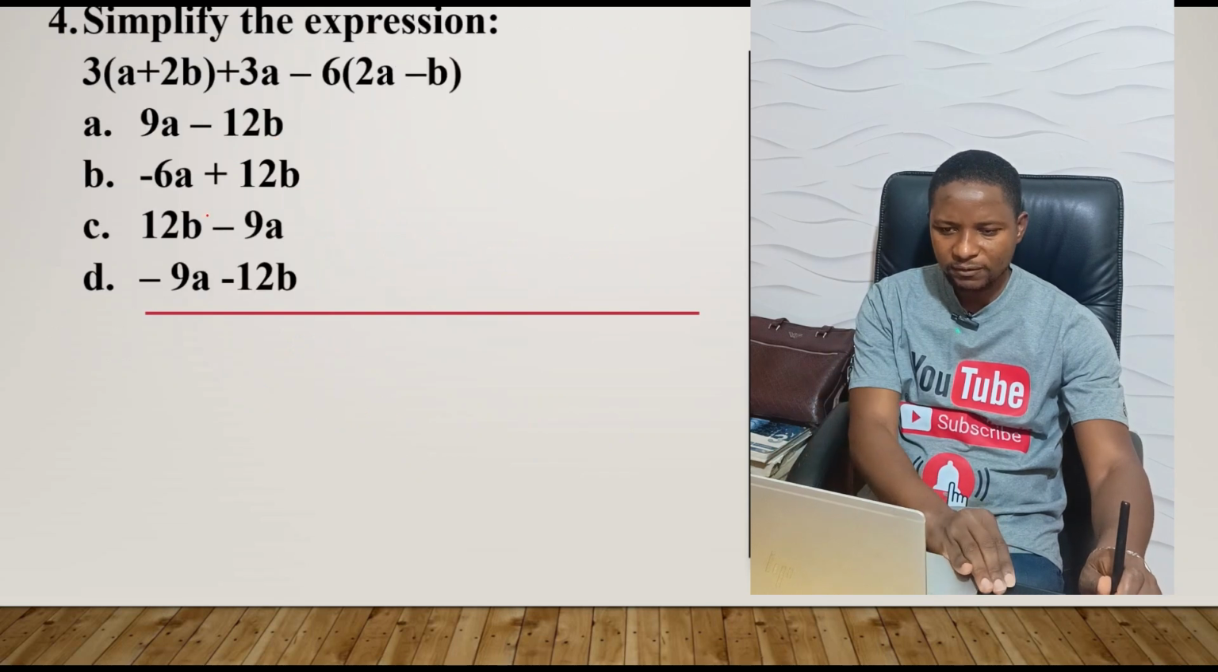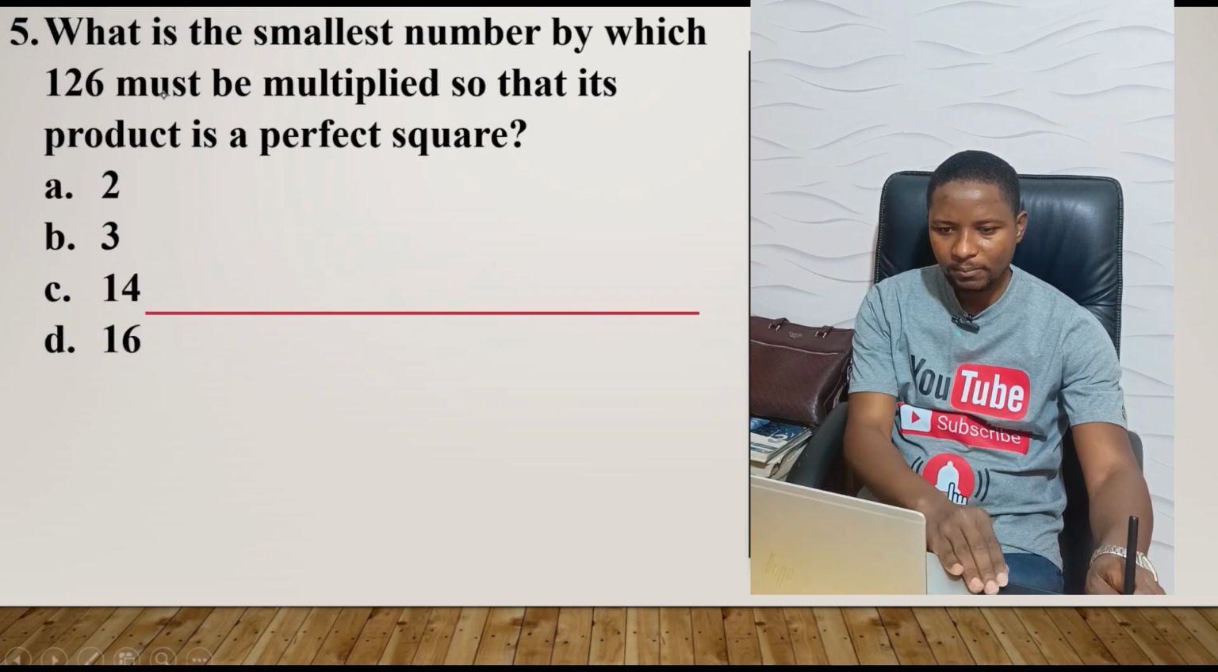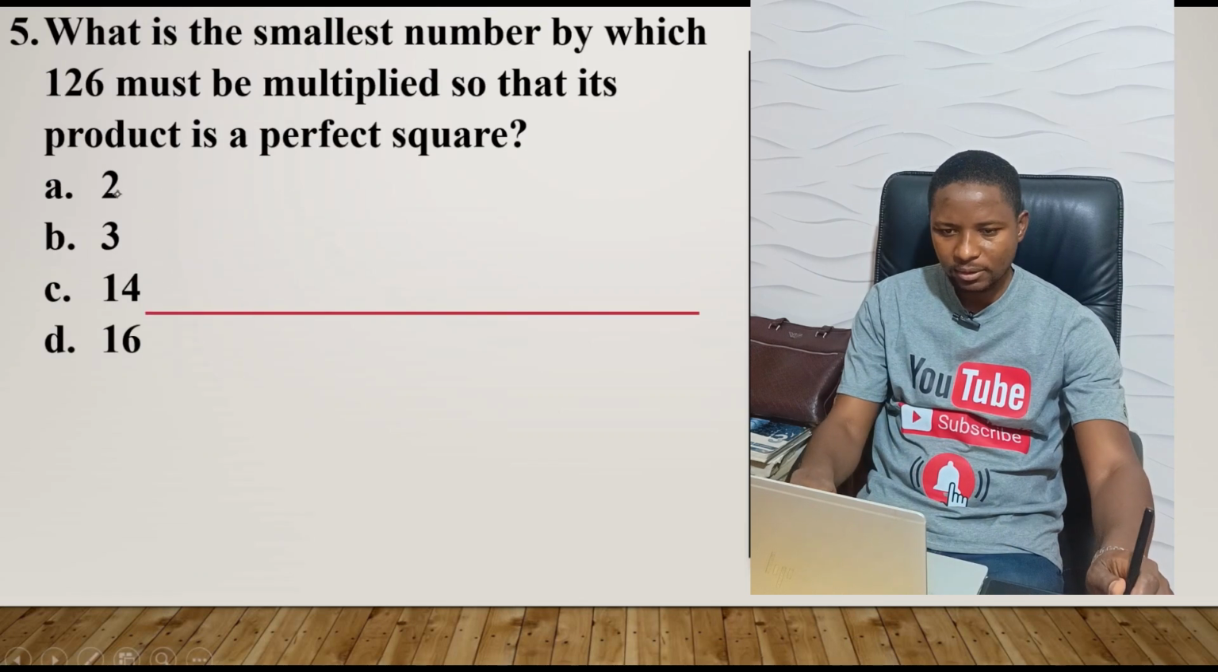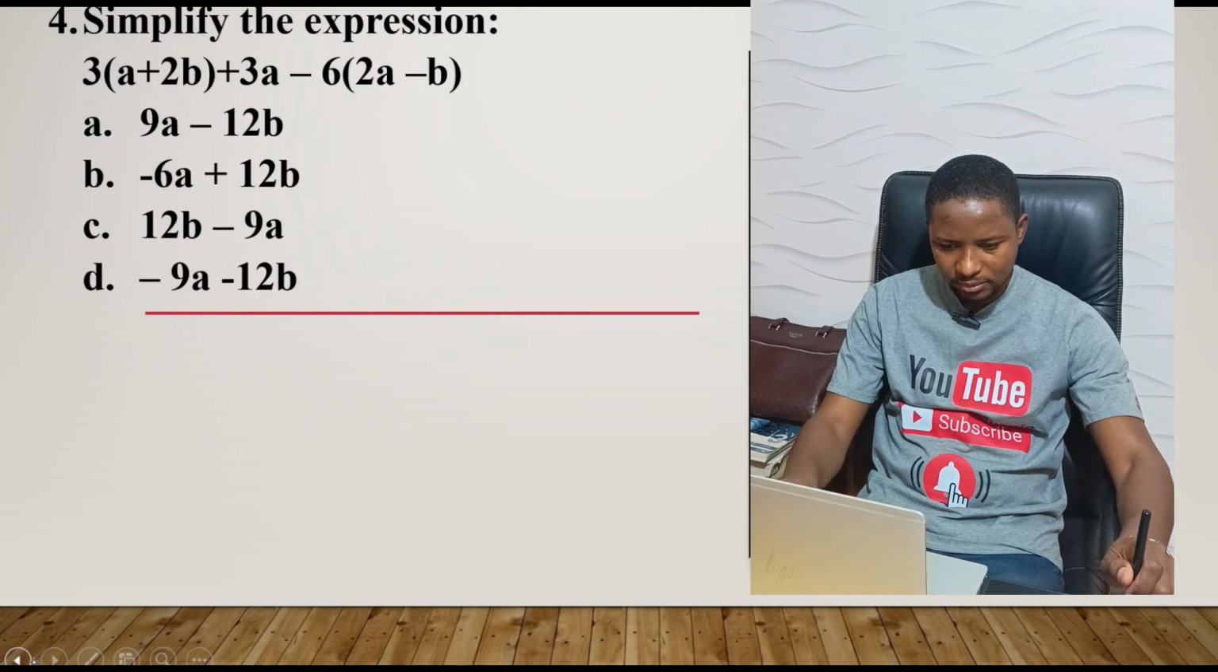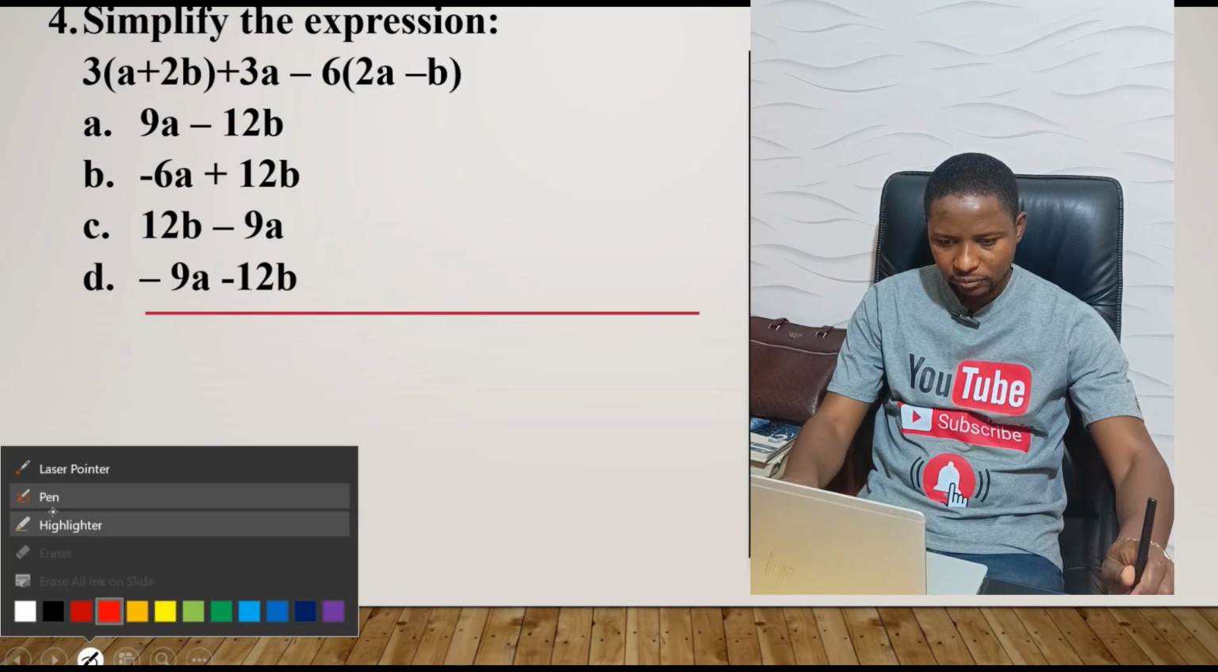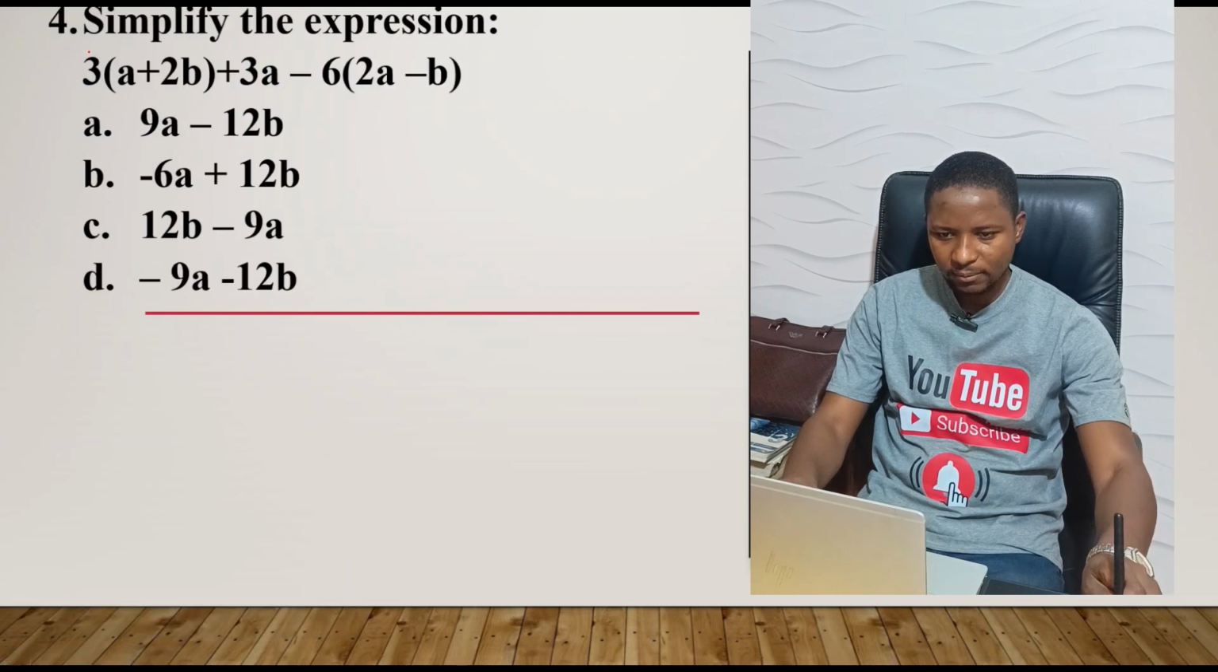Moving on to number 4, simplify. Distribute the exact number beside the bracket. Use it to open the bracket. And how does it work? 3 multiply A and also 3 multiply 2B.